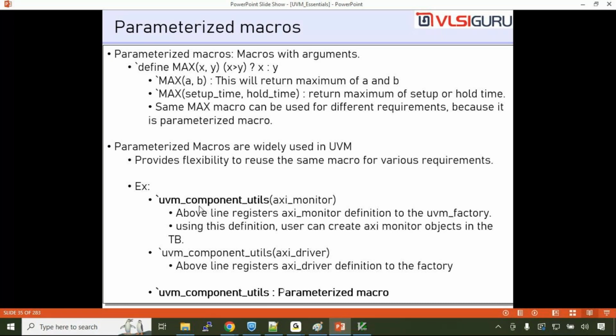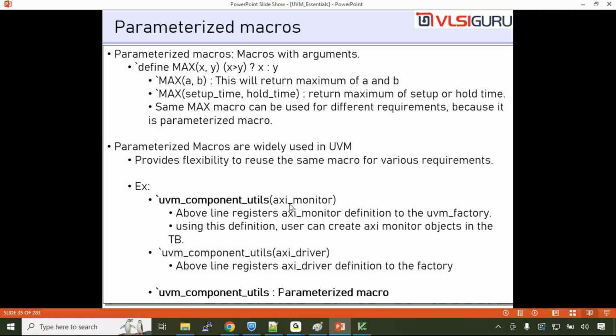What this macro will do is, going forward, we will understand that this macro registers the AXI monitor definition to the factory. Now, what is meant by registering to the factory? We'll discuss. Using this definition, the user can create AXI monitor objects in the test bench. Let's not really get into it. What exactly is a factory? What is meant by registration? We'll discuss as we go forward.